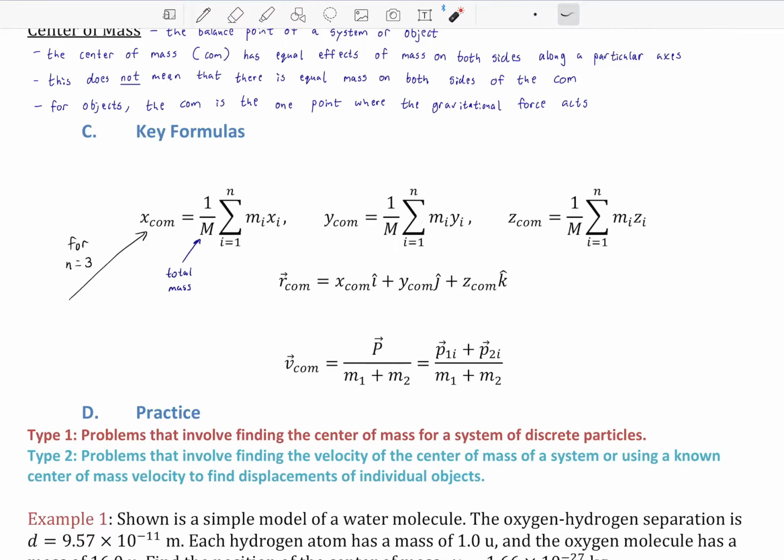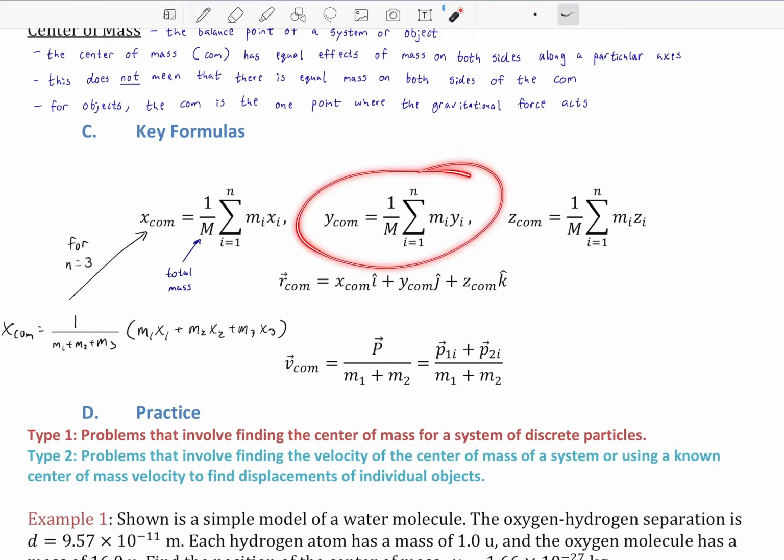Let's see kind of what that looks like specifically for n equals 3. We'd have our total mass just being m1 plus m2 plus m3, because that, of course, is the sum of all the masses. And then our summation is m1x1 plus m2x2 plus m3x3. So you can really see what that summation symbol looks like when it's put into practice for n equals 3. Okay, which is good because otherwise I know the symbol can be a little bit confusing.